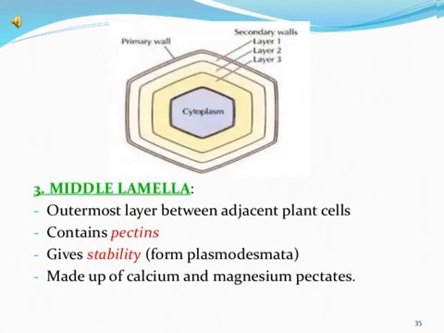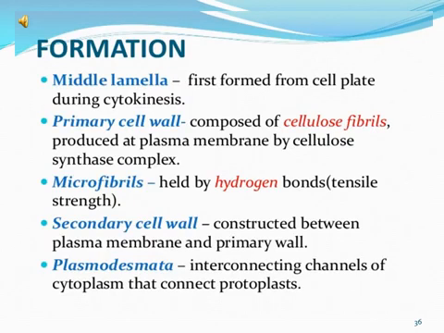Here you see the structure of the cell wall. The third layer is the middle lamella. It is the outermost layer between adjacent plant cells. It contains pectins. The middle lamella gives stability and is made up of calcium and magnesium pectates. Formation of the cell wall. Again we discuss the middle lamella. It is the first formed from the cell plate during cytokinesis.